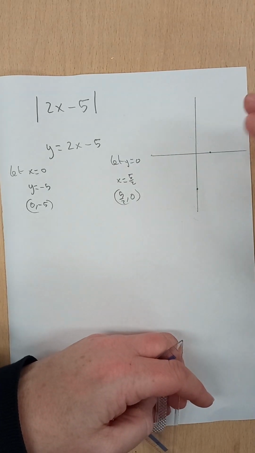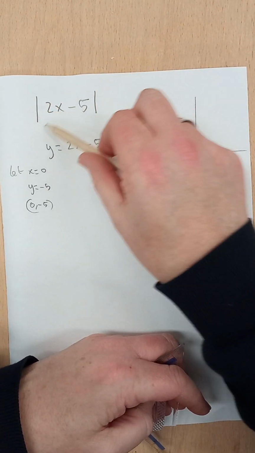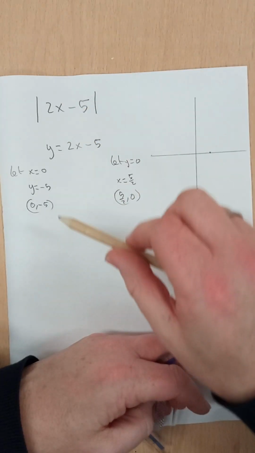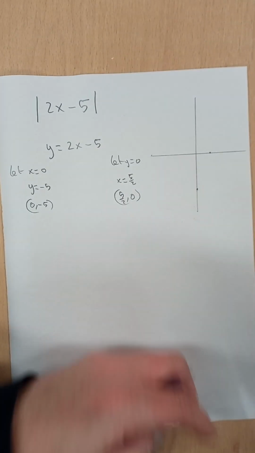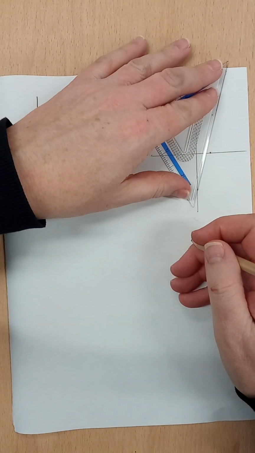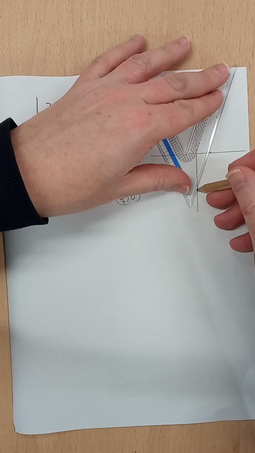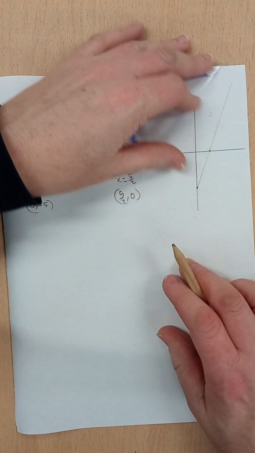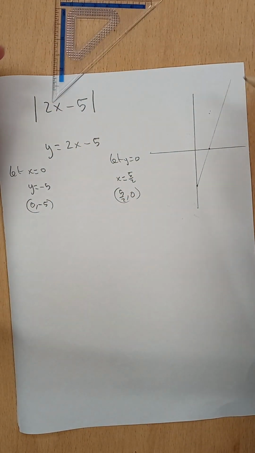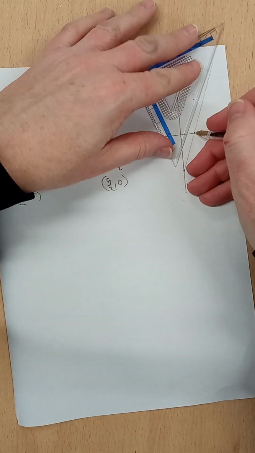So this is how it works. Remember, we're drawing something that has an absolute value, so it only has a positive component. So if I try and draw this whole line, it's wrong. I only want this bit of it.